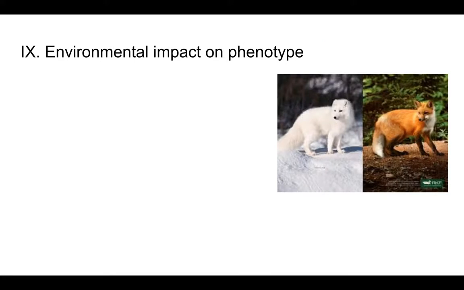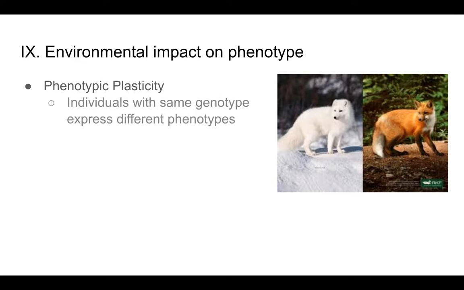Moving into the last section of our notes, it's time to talk about something that can be pretty cool, the environment's impact on a phenotype. So I alluded to this in class when we talked about hydrangeas, and we'll see a couple of examples here, but this is essentially addressing something called phenotypic plasticity. So phenotypic plasticity is what happens when individuals with the same genotype express a different phenotype. And usually that's because the environment is having an impact on the expression of the phenotype.